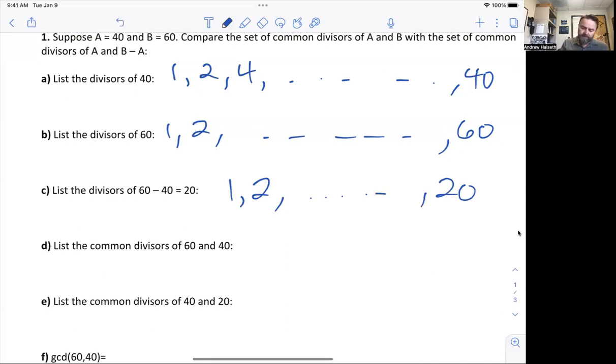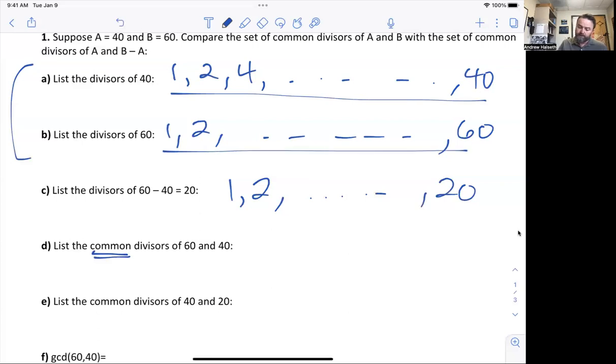Okay, and then next it's asking for the common divisors. You have these lists. Now, what do they have in common? So list the common divisors of the first two, 60 and 40. So you have two lists. Here, it's just going to be all the numbers that are in both of those lists. It must be in both. So obviously 60 would not be on your list of common divisors. 1 would be on your list of common divisors because 1 is in both lists. So all of them that are in both, list them there.